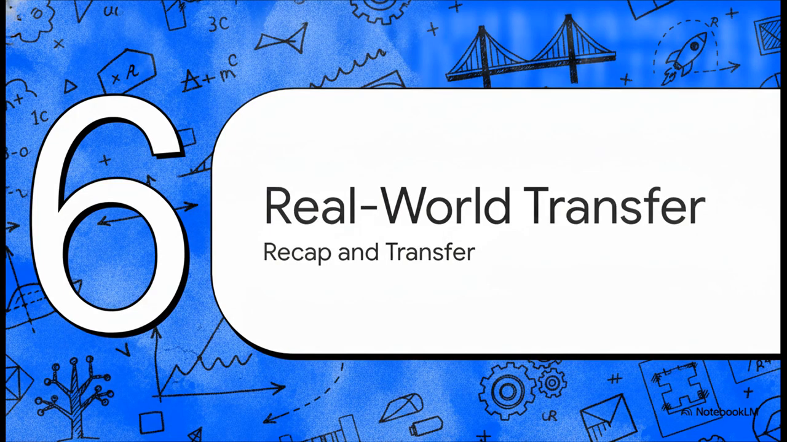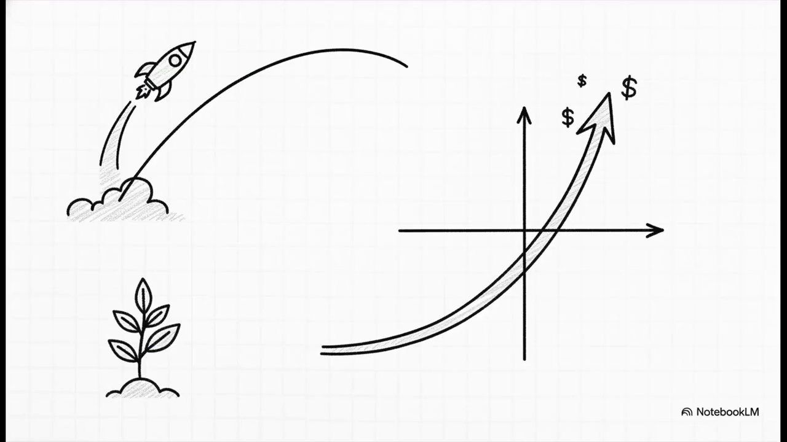And finally, section 6, recap and real-world transfer. Okay, we've built an incredible amount of mathematical infrastructure today. By identifying terms and degrees, aligning our columns for addition and subtraction, and using area models to multiply binomials, you've completely mastered the basics of polynomial arithmetic. But you know, understanding how to manipulate these abstract symbols isn't just some classroom math exercise. It is literally the foundational blueprint for predicting real-world phenomena.